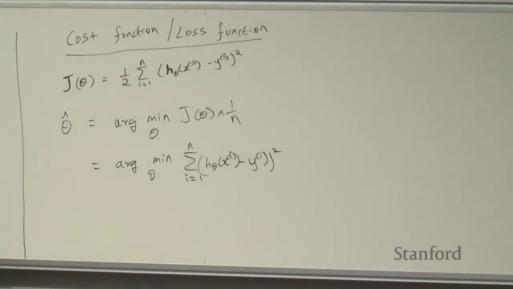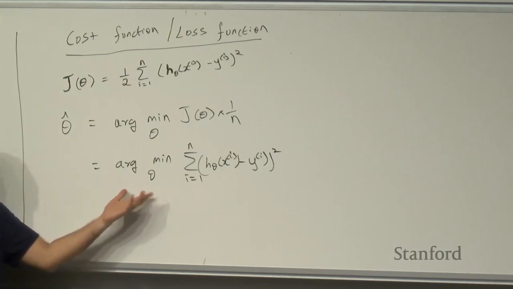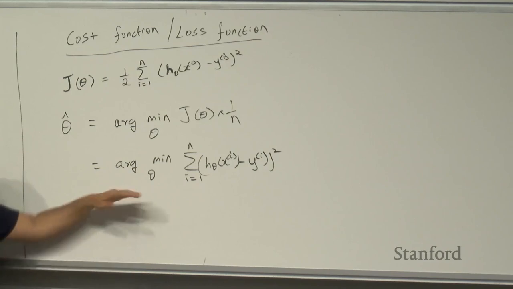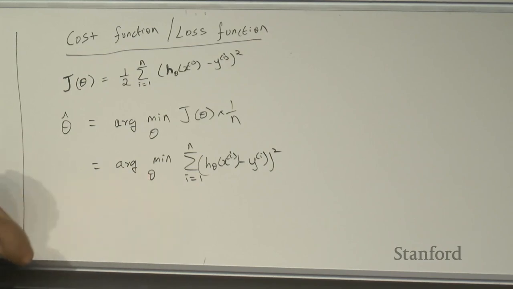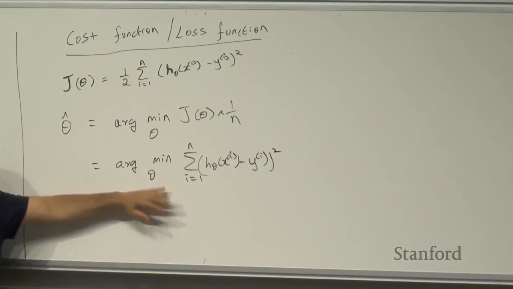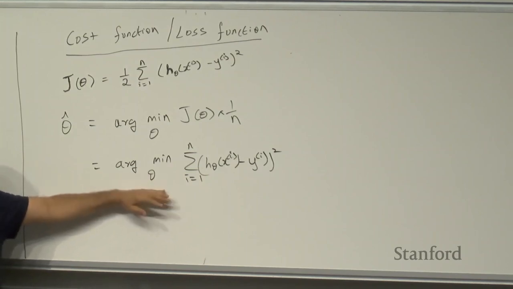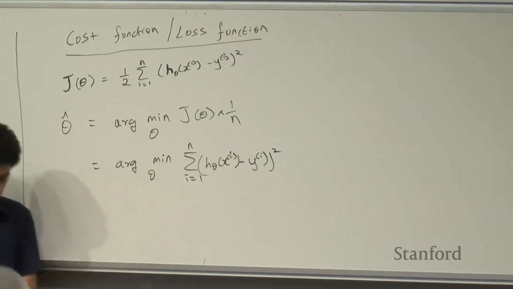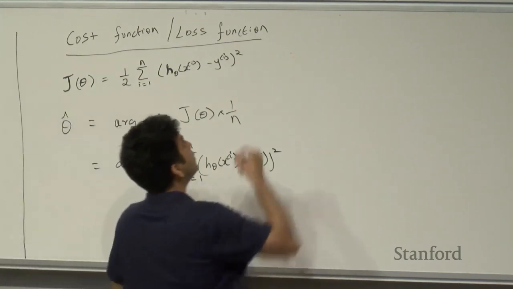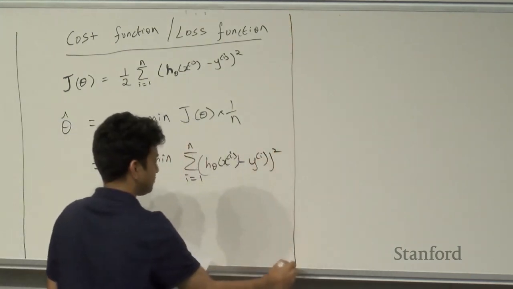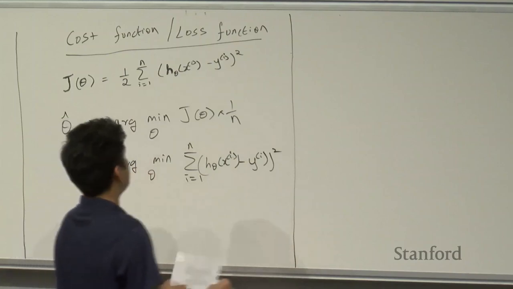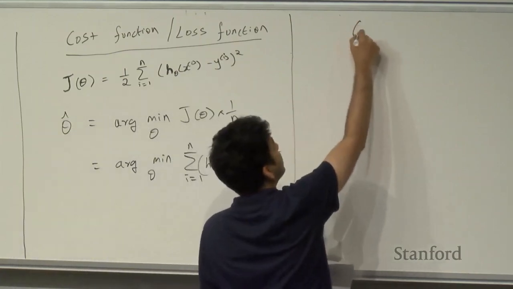Now, the question is, how are we going to perform this minimization? What do we do to actually perform this minimization? Because this is just a mathematical expression. This is not an algorithm, right? The algorithm will tell us how we are going to perform this minimization process. And this brings us to our first algorithm, what we call gradient descent.